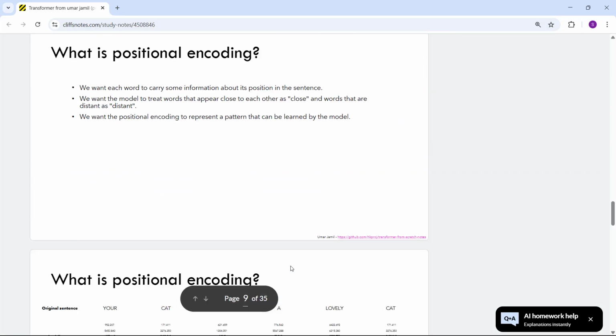Right? So what is positional encoding? With positional encoding, the model not only knows the context of the word, it also understands the position information of the word. We want each word to carry some information about its position in the input sentence, right? And we want the model to treat words that appear close to each other as close and words that are distant as distant, like we saw in the other example, right? And we want the positional encoding to represent a pattern that can be learned by the model, right?